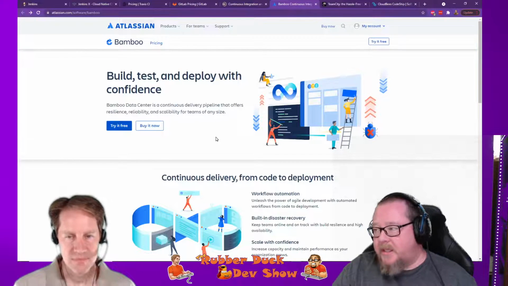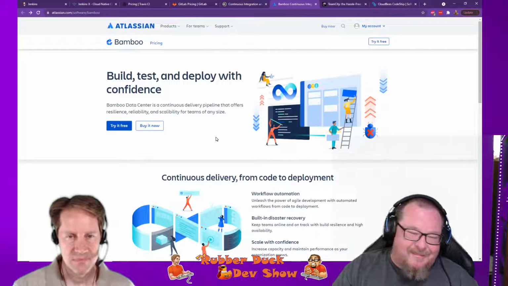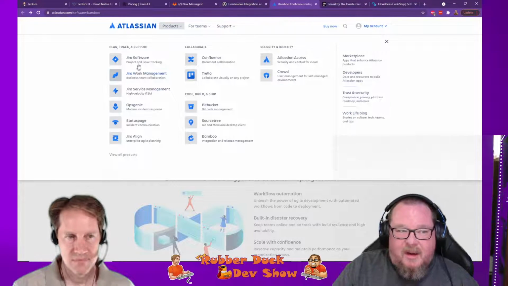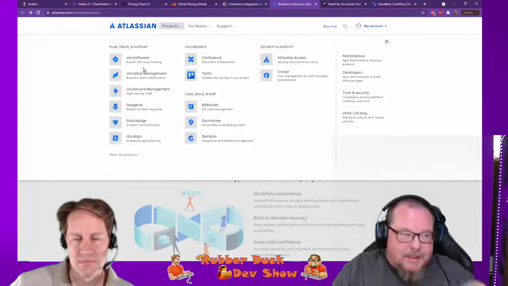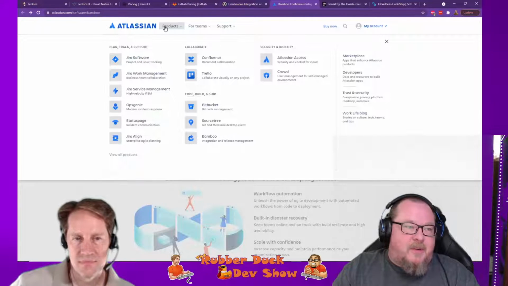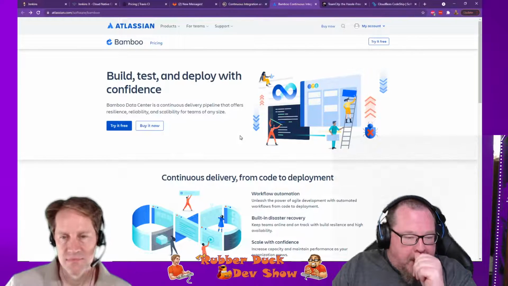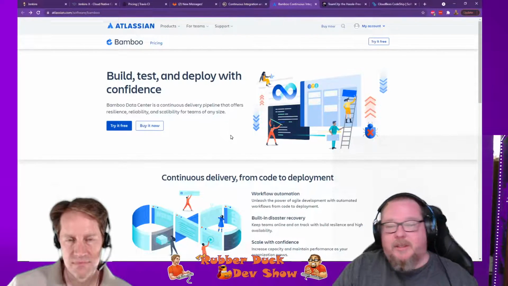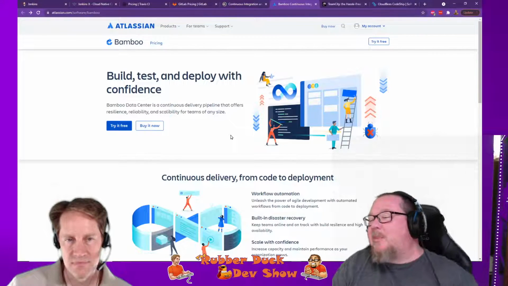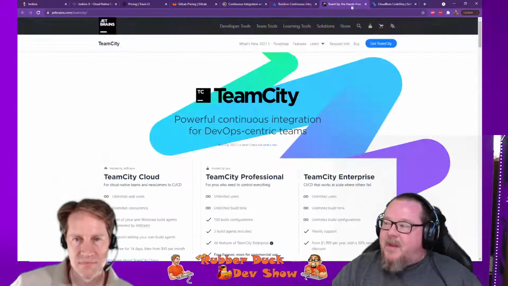Bamboo, this is Atlassian's one. I'm not the biggest fan of Atlassian's products. I don't think they're bad. They just don't light my fire. Jira and stuff like that. So this one isn't for me, but when I was researching it, I didn't see anything wrong with it. I didn't see any reason not to use it, except it's not the prettiest one to my eyes. So, you know, what are you going to do?